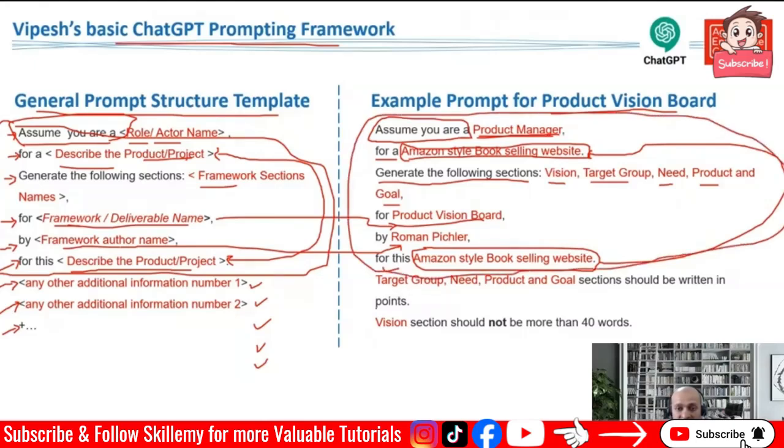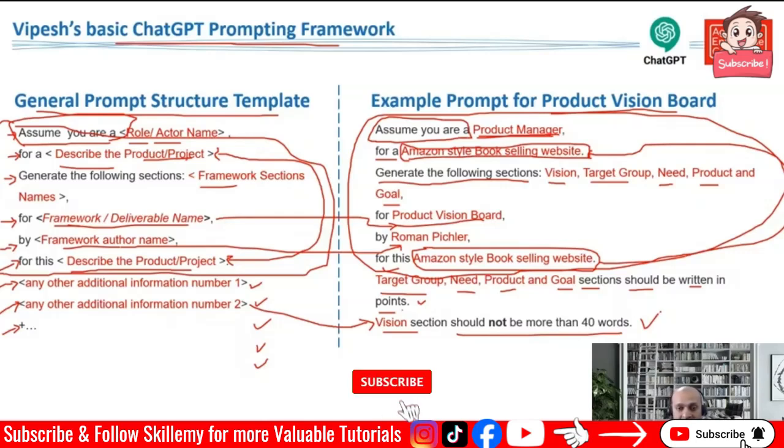For example, in this case, I want the target group, need, product, and goal sections to be generated in points. So that's why I'm specifying here that sections should be written in points. And the last additional constraint I'm putting here is that the vision section should not be more than 40 words. So these are additional constraints or quality rules you can put on ChatGPT, which ChatGPT will conform to while generating this information.